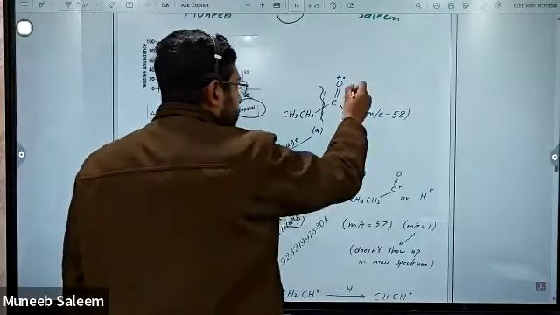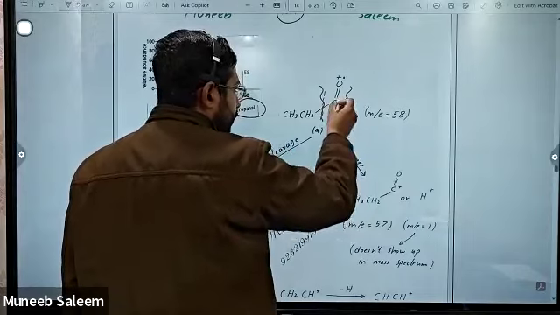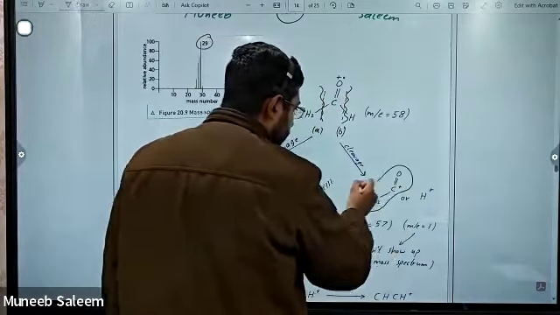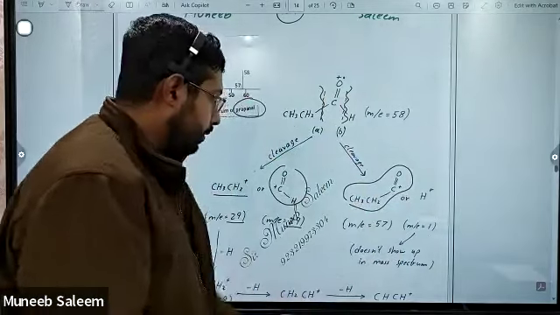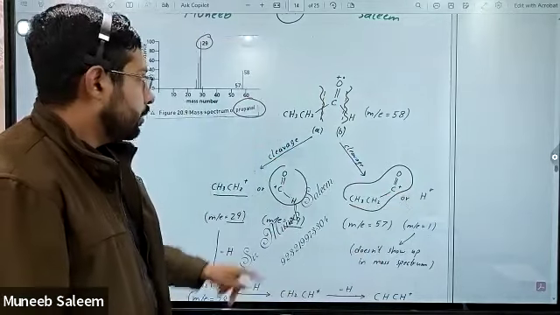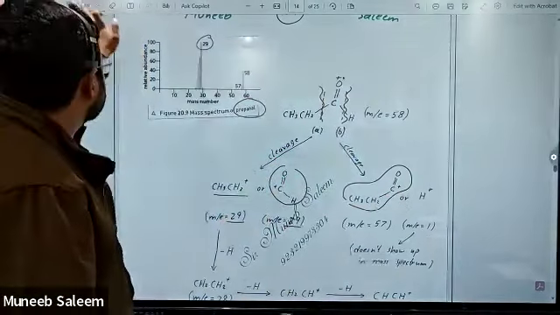And when it is cleaved from this point, you will get CH3CH2CO. This is that fragment along with the hydrogen. But the hydrogen fragment is not shown in the mass spectrum, whereas the other fragment is shown here.